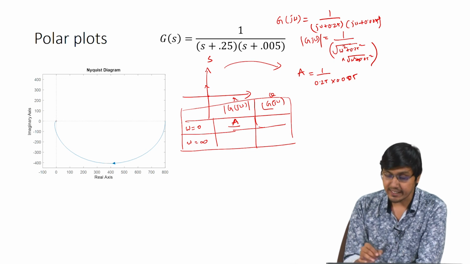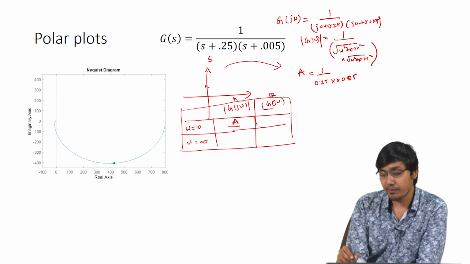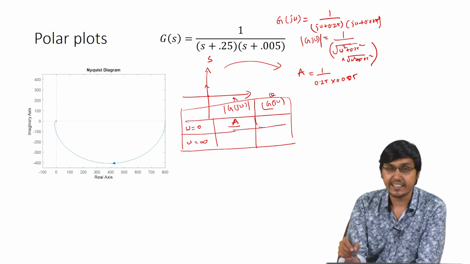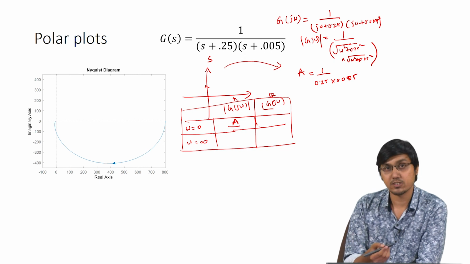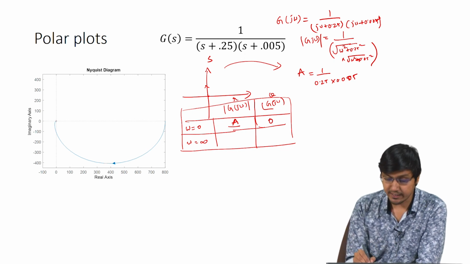And what is the angle? Clearly, when omega equal to 0, this is a real number and a positive constant, so the angle is 0. Basically, here the angle is 0.